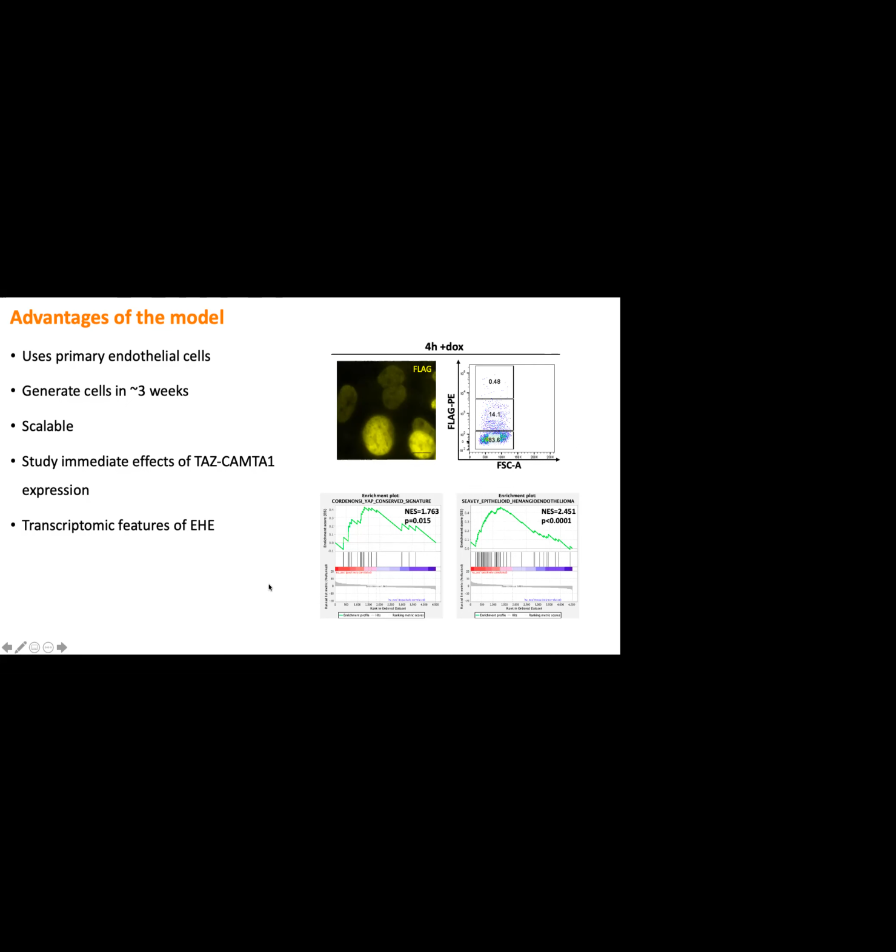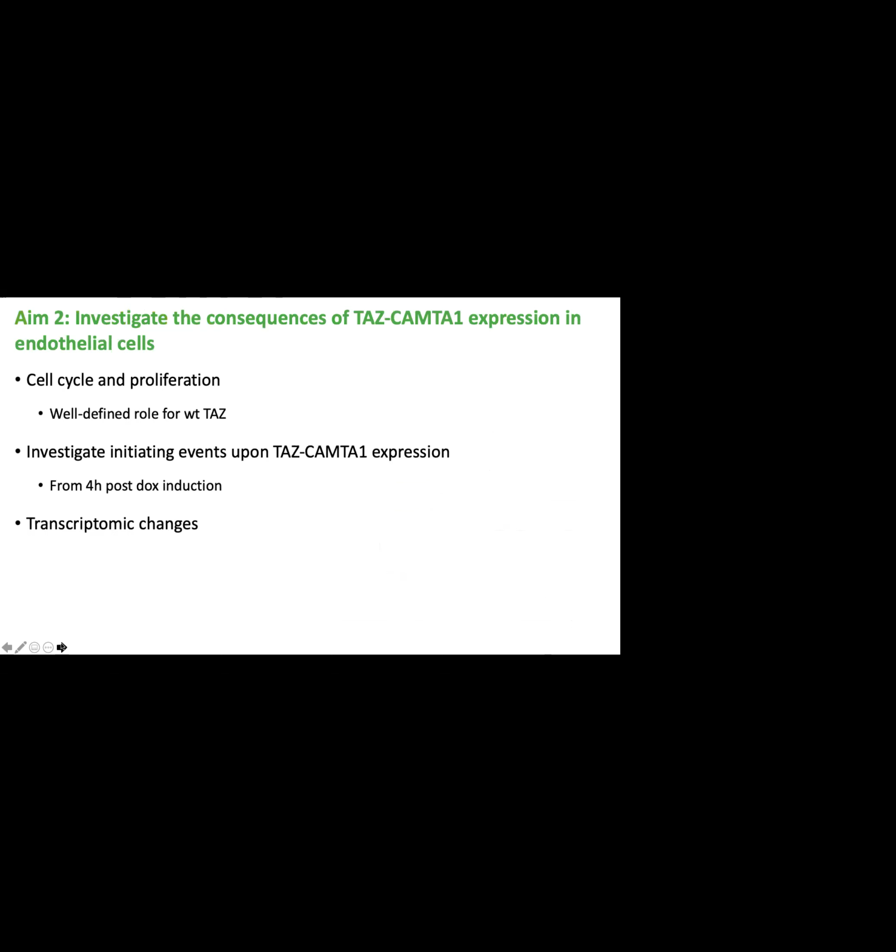Also, importantly, when you add TAZ-CAMTA1 to these endothelial cells, they do replicate the transcriptomic features of EHE that have already been published. Again, this shows enrichment of the YAP-TAZ signature, and also enrichment of the EHE gene set that was published last year by the Rubin lab. So from that part of the project, we managed to successfully generate the endothelial cells and successfully optimize the differentiation program.